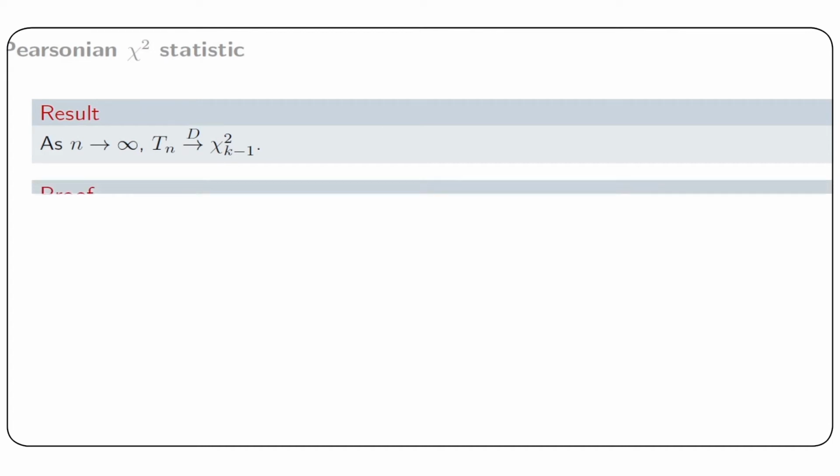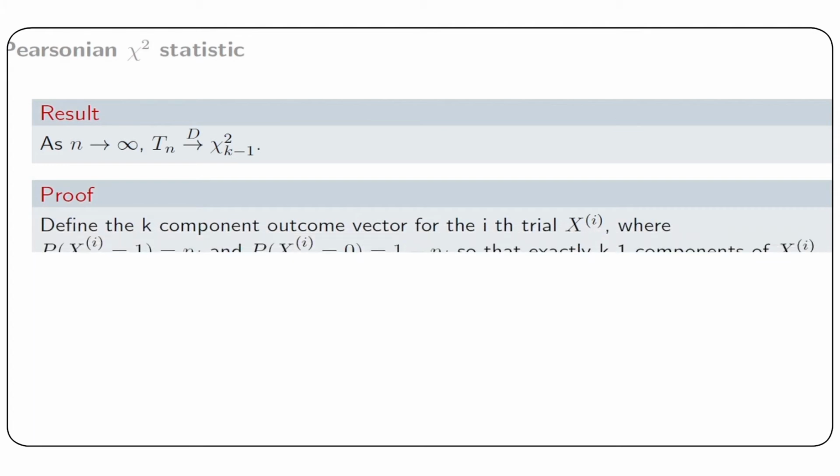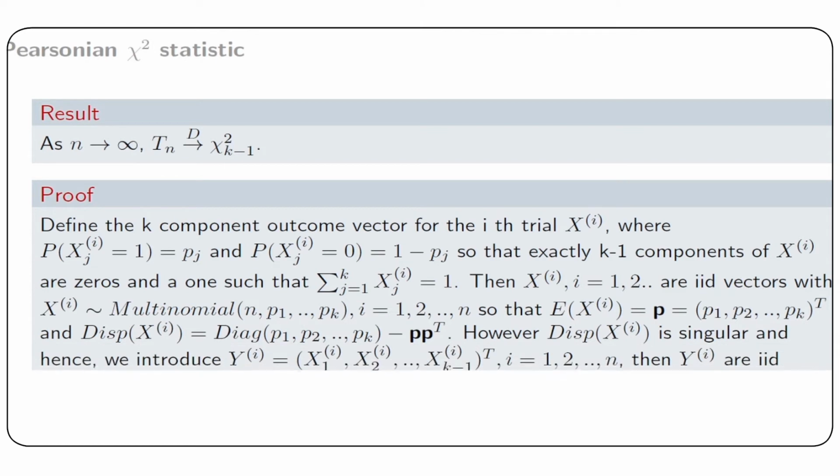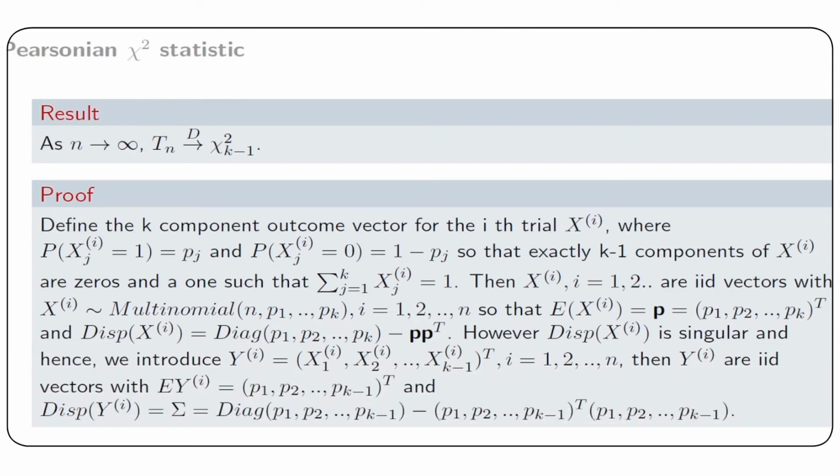So for a proof, define the k-component outcome vector for the ith trial, X^(i), where the jth component of X^(i) takes the value 1 with probability p_j, and it takes the value 0 with probability 1 minus p_j, so that exactly k minus 1 components of X^(i) are zeros and only a single one, so that the summation j from 1 to k of X_j^(i) equals 1.